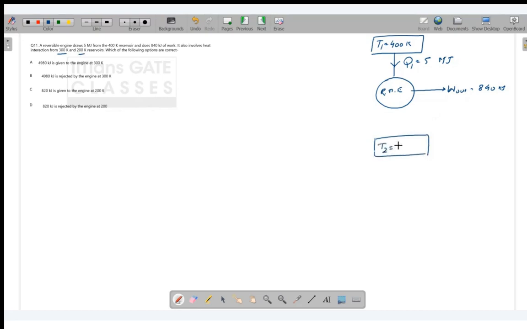So let us take T2 equals 300 Kelvin and it is Q2. At least one of them will be rejected. The next one, let me take 200 Kelvin and it is giving heat Q3. So let us say this is T3. Okay, T3. So this is what it is doing. Now it is saying, which of the following options are correct? Okay. So the first thing that I need to do here is find out Q2 and Q3.